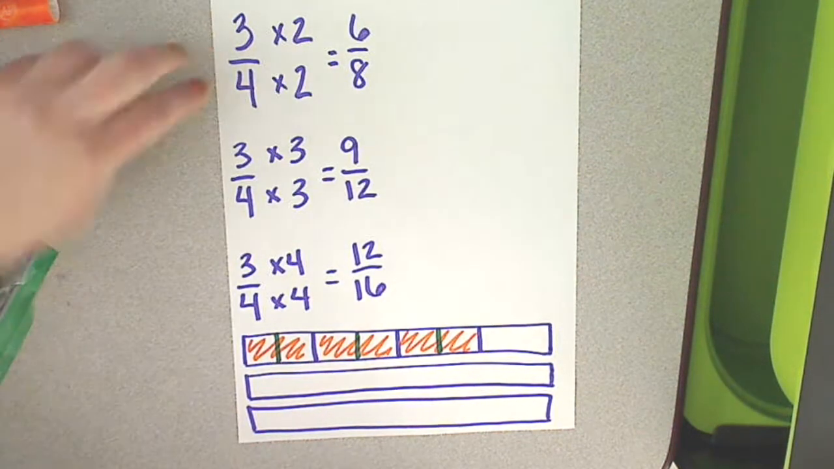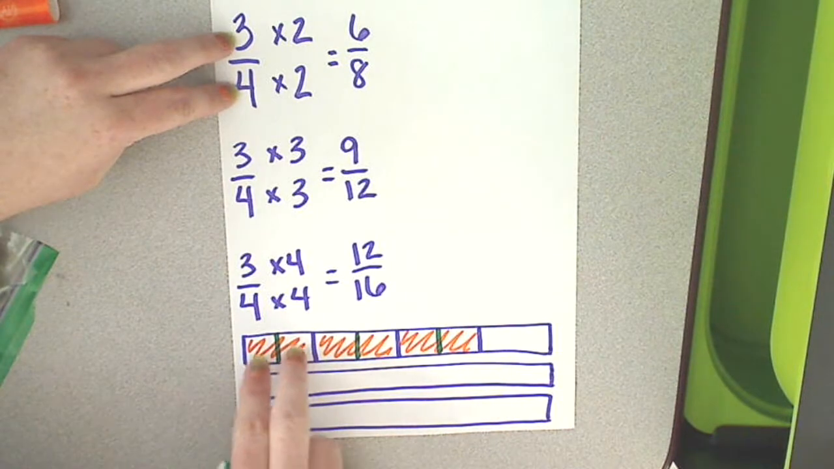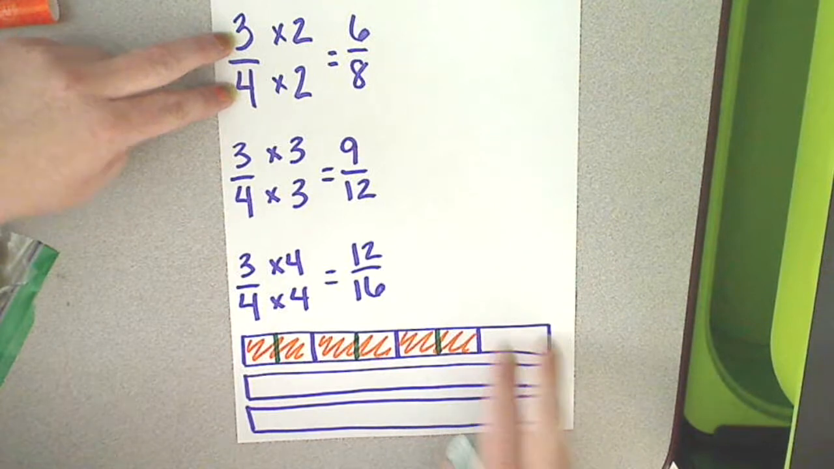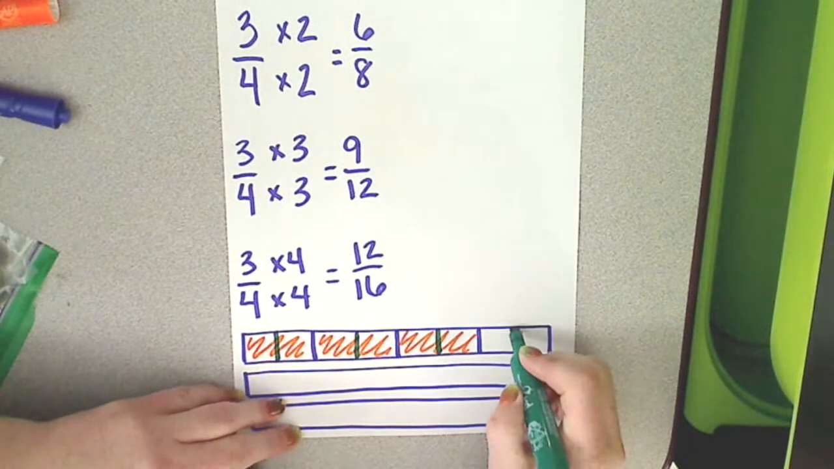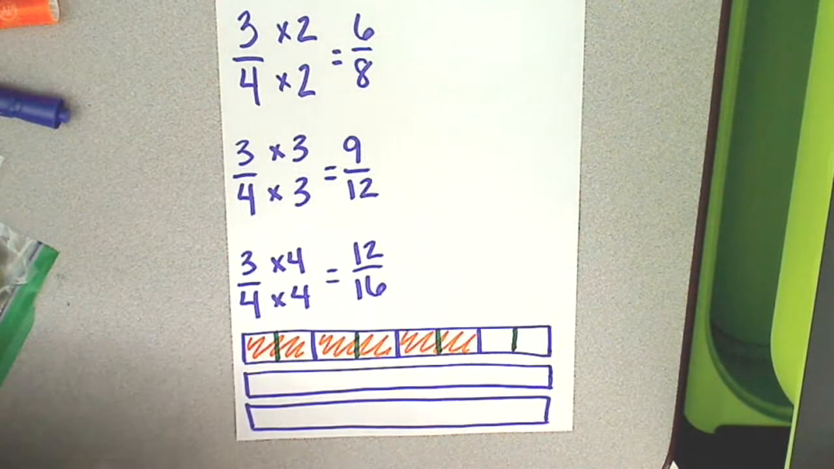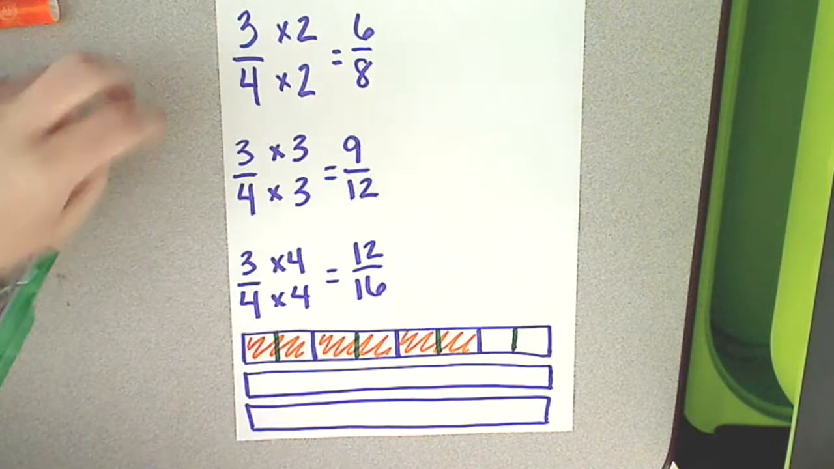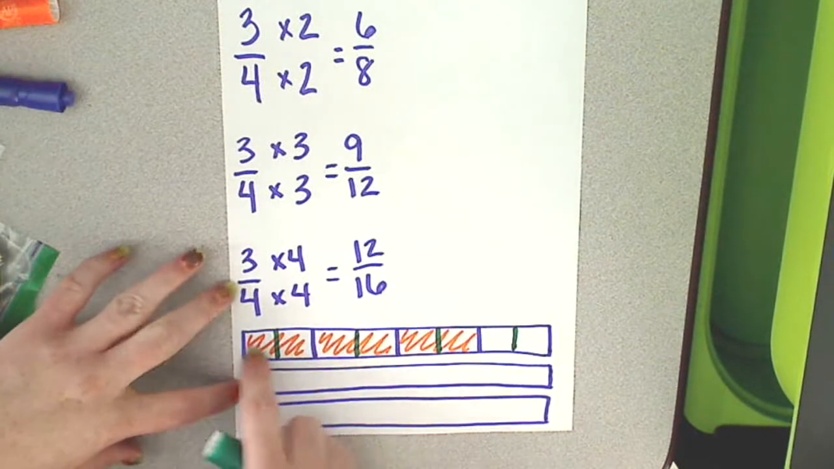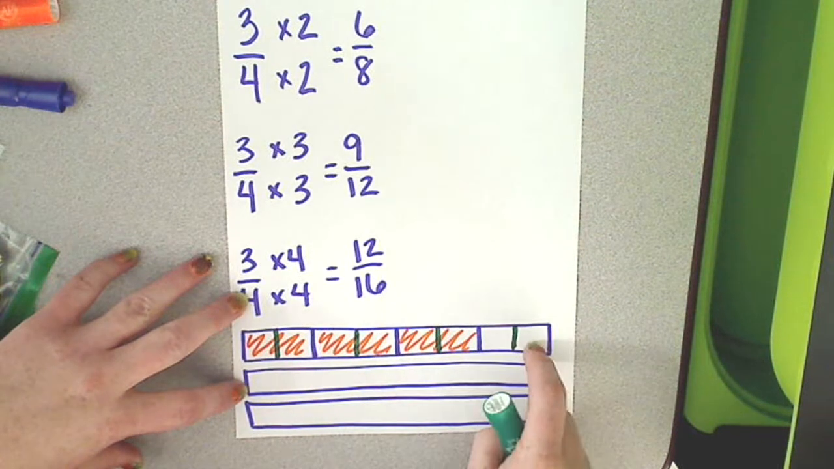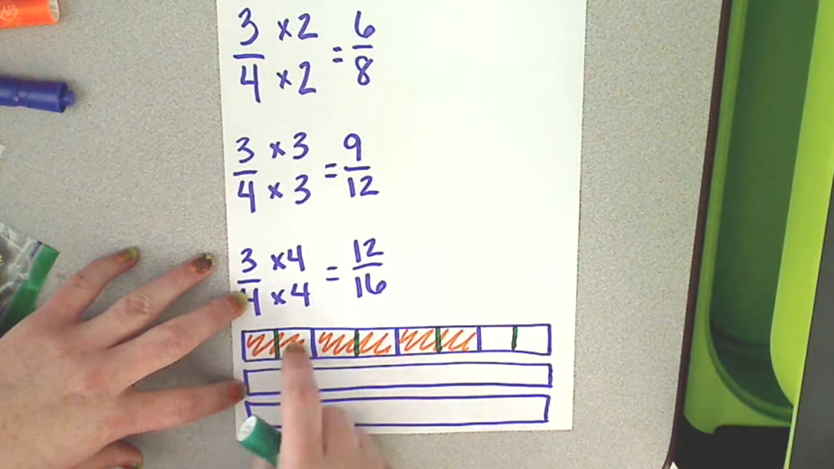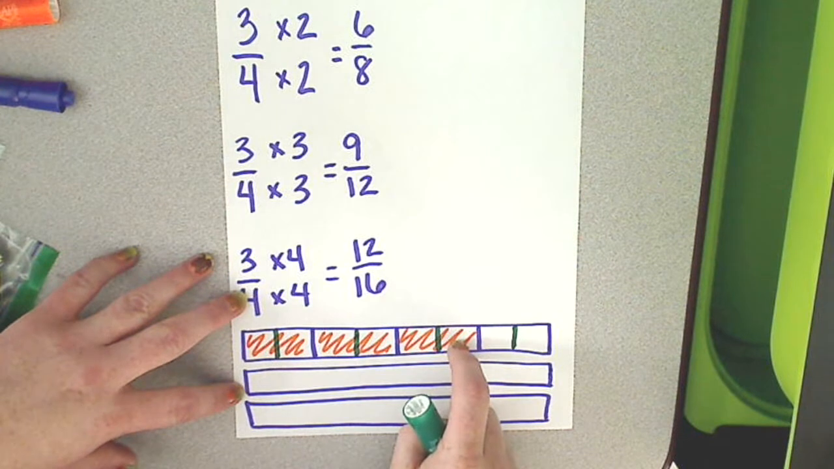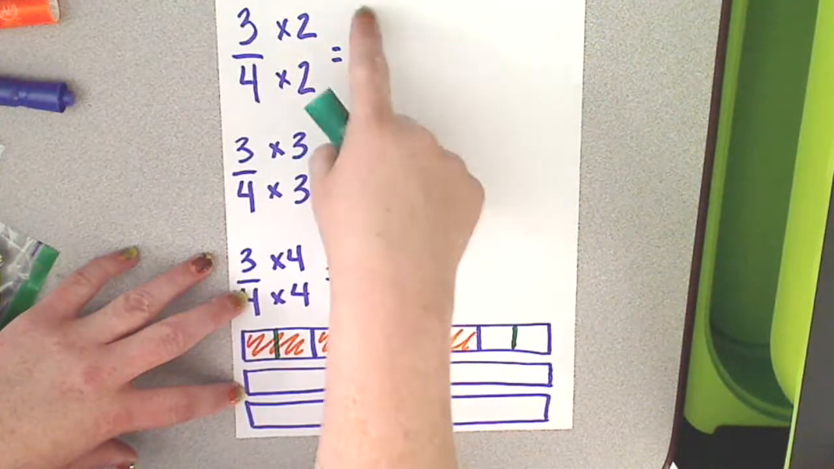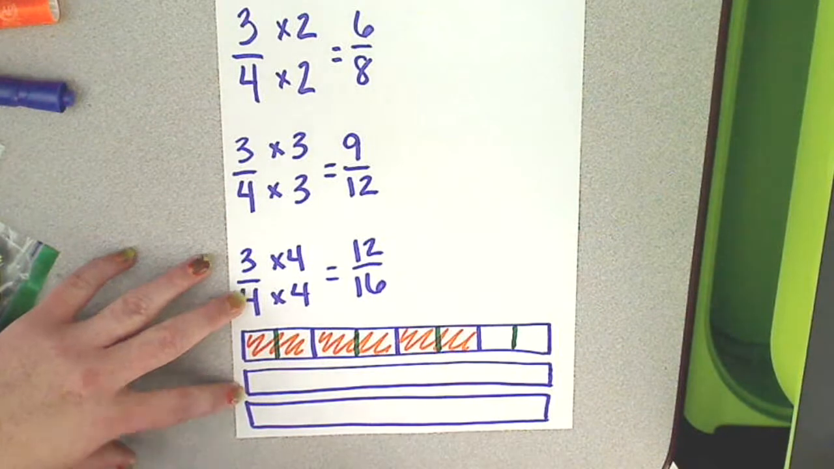So now we've taken our 3/4, our 1, 2, 3 pieces shaded out of 4, and we have now split each section 2 more times. So we now have 1, 2, 3, 4, 5, 6, 7, 8 pieces, and 1, 2, 3, 4, 5, 6 of them are shaded. So we've now proven that 3/4 is equal to 6/8.